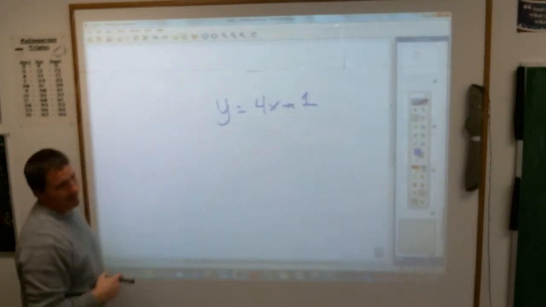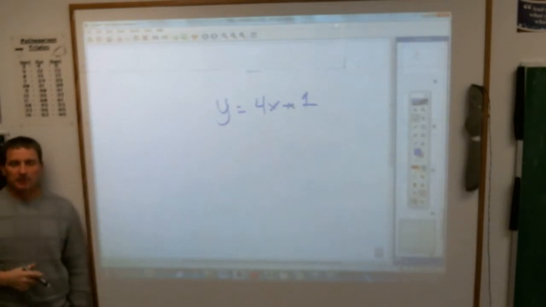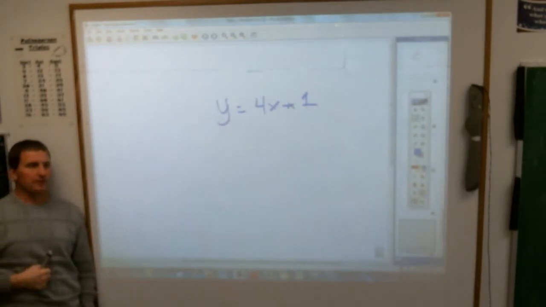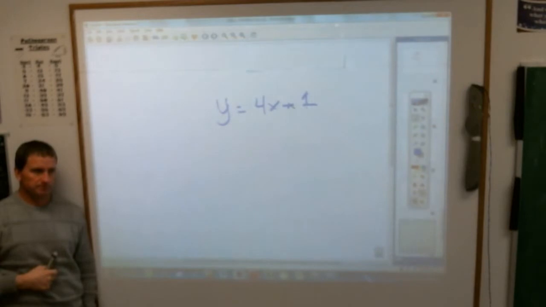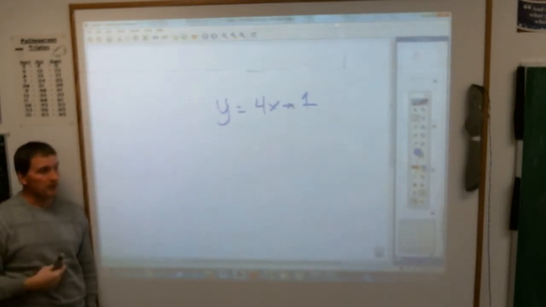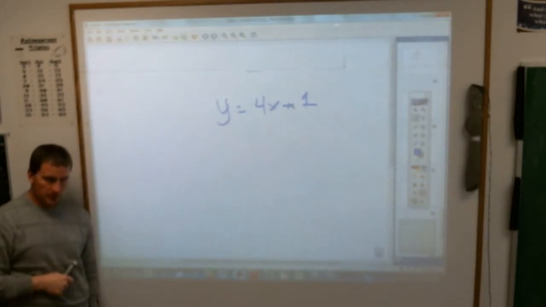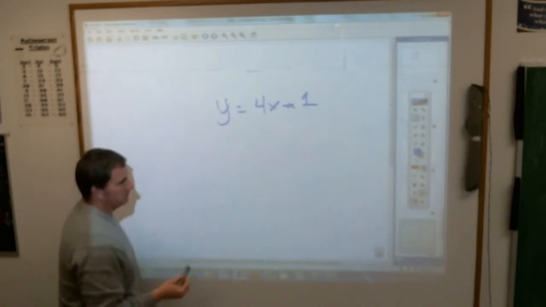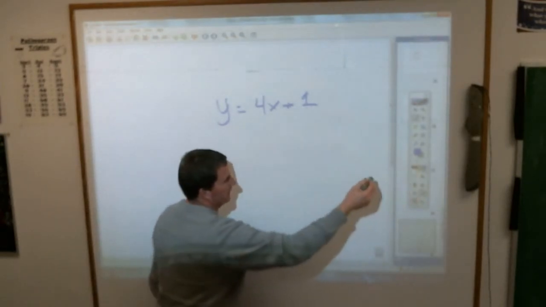How did you graph that line? Somebody help me out, unless you all cheated and did graph it. How did you graph that line, Ryan? If the direction said to use that equation and graph the line, how did you graph it? I would make up a number for that. Okay, what you were told to do is you were supposed to make a table, correct?